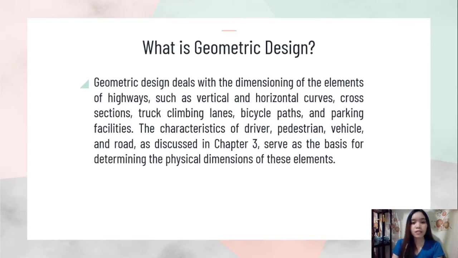Geometric design deals with the dimensioning of the elements of highways, such as vertical and horizontal curves, cross-sections, truck climbing lanes, bicycle paths, and parking facilities. The characteristics of driver, pedestrian, vehicle, and road, as discussed in Chapter 3, serve as the basis for determining the physical dimensions of these elements. For example, lengths of vertical curves or radii of circular curves are determined to assure that the minimum stopping sight distance is provided to highway users for the design speed of the highway.